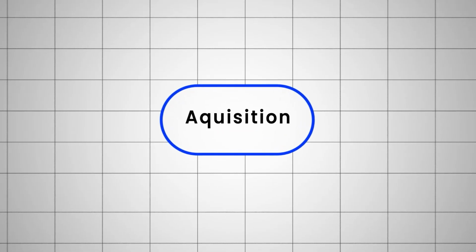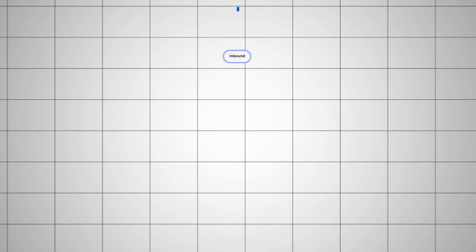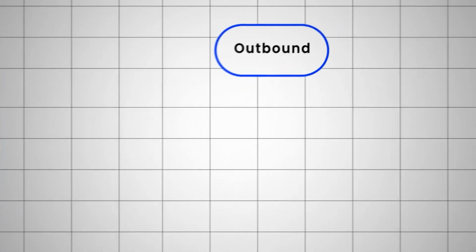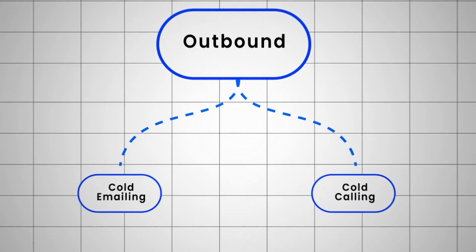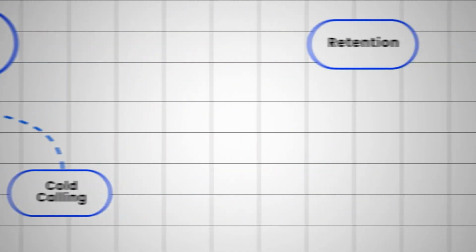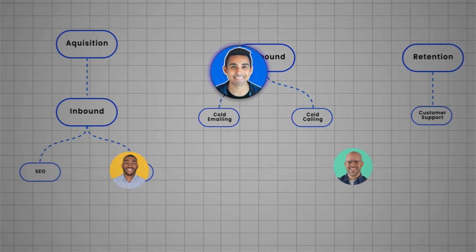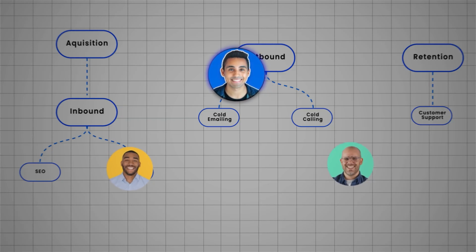Inside acquisition, I broke it down even further. Inbound including tasks like SEO and video editing, outbound including tasks like cold emailing and cold calling, and for retention, the key aspect was customer support, where I spent a lot of time talking with prospects and customers, handling issues and collecting product feedback.